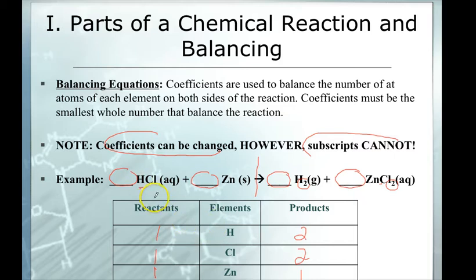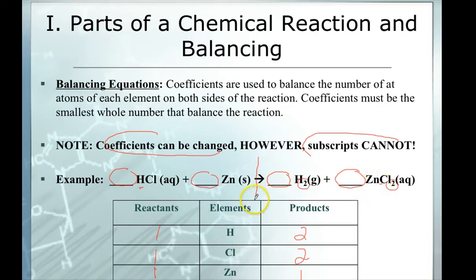So how do I change this? Well, what you have to remember is this. Any number that I put here goes for both of these elements. It has nothing to do with the zinc because they're separated by a plus sign, but any coefficient I put here goes for the H and the Cl. The coefficient I would put here goes for the zinc. The coefficient here only goes for that, and the coefficient here only goes for these 2 elements. So you have to be very cognizant of that.